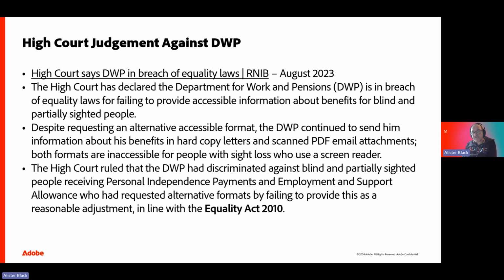What had happened was they'd sent out letters to that particular service user, but they'd done it as a scan. So it was not accessible to people who use a screen reader in order to read that material. So the High Court ruled that the DWP had discriminated against blind and partially sighted people. So that's just an example of how you provide that information. It can have impacts that maybe you don't anticipate.